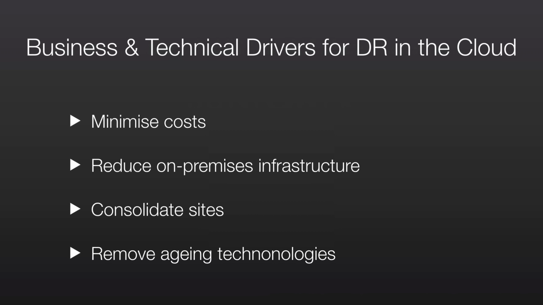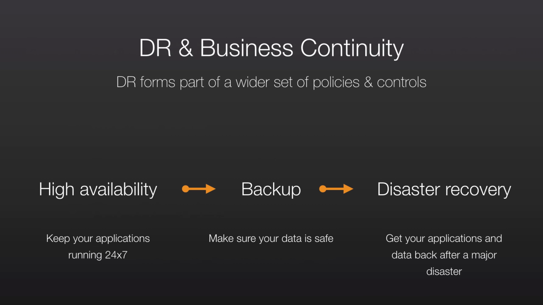It allows you to substantially reduce the amount of on-premises infrastructure that you need, and this can provide an opportunity for consolidation of sites, as well as allowing you to remove aging technologies, things like tapes for backup and archiving. They're prone to issues, are difficult to store, and they're not as reliable as modern alternatives. So you can also refresh your technology infrastructure quite dramatically if you make use of cloud computing to deliver DR services.